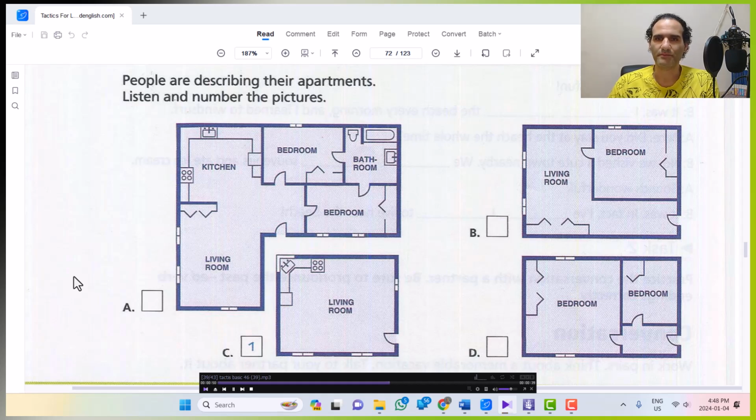Number 3. 3. Do you like your apartment, Joe? Not really. It's very small. Really? Yeah. There's just one bedroom and a living room. That isn't so small. How many people live with you? 7. 7? Wow.